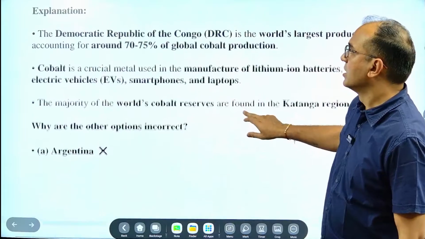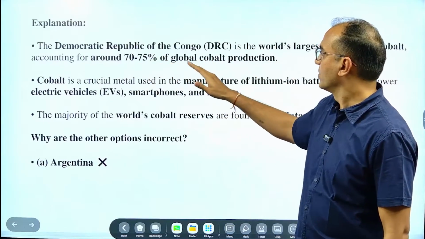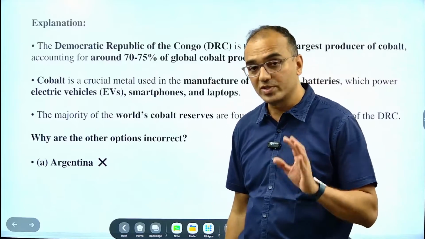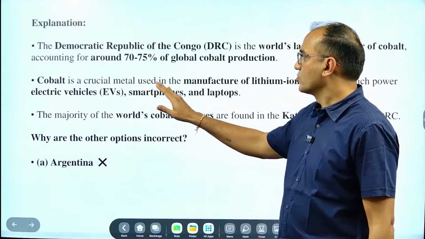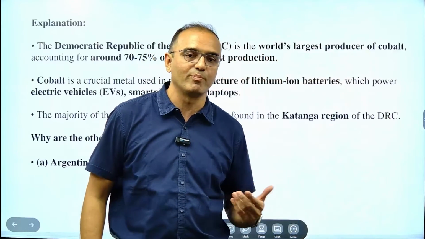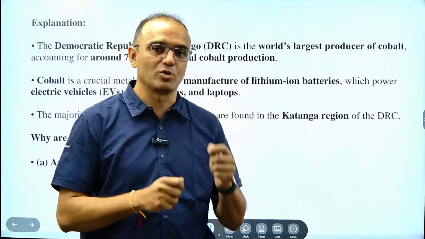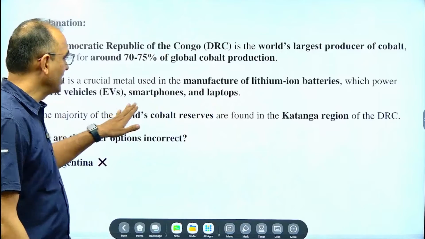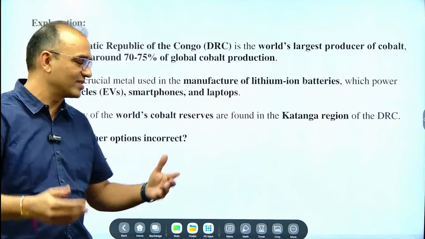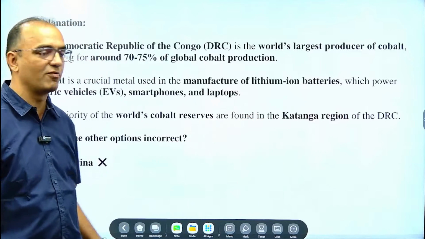Explanation is given. Democratic Republic of Congo is the world's largest producer of cobalt, 70 to 75% of global cobalt production, which is a very important statistic. It is a crucial metal used in the manufacture of lithium-ion batteries. All the EVs that you see today use these lithium-ion batteries. The manufacture of these batteries requires cobalt, right? Which powers the EVs, smartphones, laptops, the semiconductors, and so on. Right? The majority of the world's cobalt reserves are found in the Katanga region of DRC.